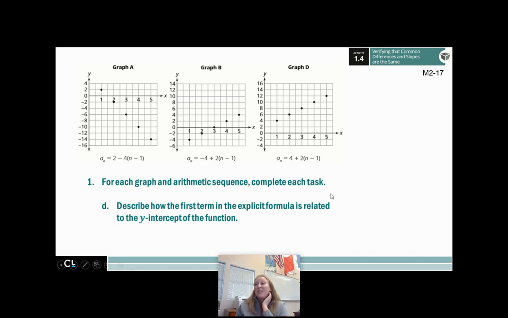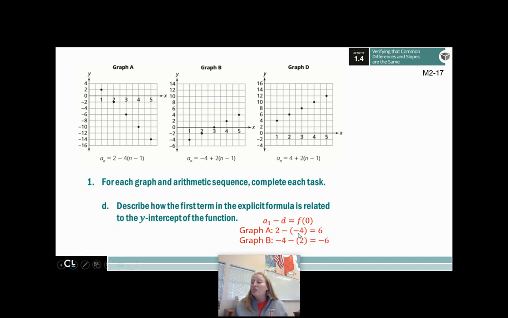So I played with this a bit, and I thought, the first term would be f of 1 in my function, but the y-intercept is f of 0. And that means in order to get to my y-intercept, I would have to subtract my common difference, wouldn't I? So I realized that if I had my first term, I could subtract my common difference d and find my y-intercept, my f of 0. So for graph A, I could do 2 minus my common difference, which was negative 4, and that would give me my y-intercept of 6.